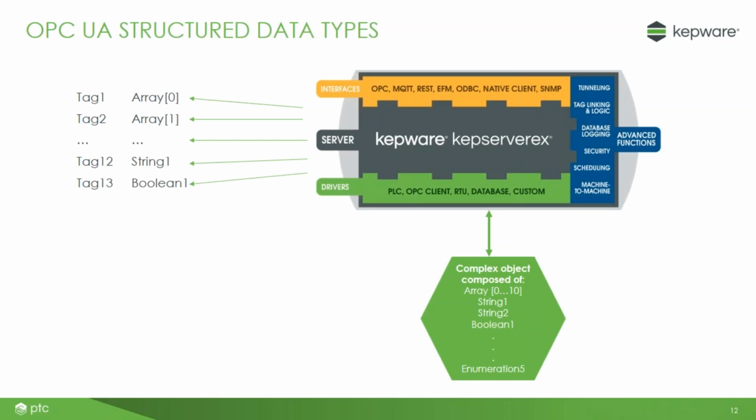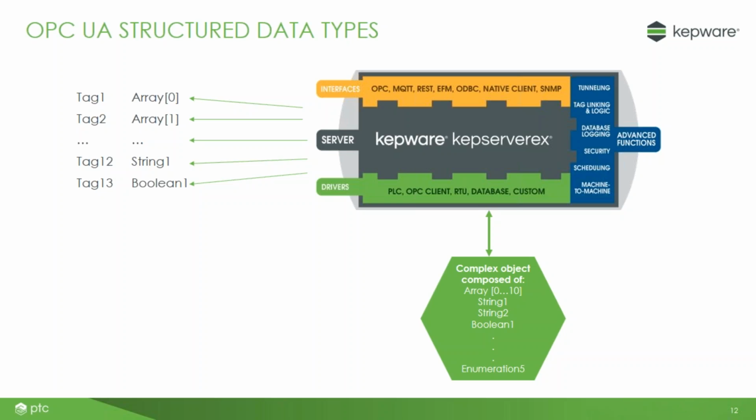For structured data types, the idea here is that there are these structured data types that might exist in a data source. They could be a structure of scalar and array, simple types, enumerations, all put together in what we call a complex structure. Prior to this release, we might not have been able to appropriately pull in that full structure. Now we fully support structured data types. We pull in that structure and parse it out to separate tags within KEPware, so it's fully accessible.